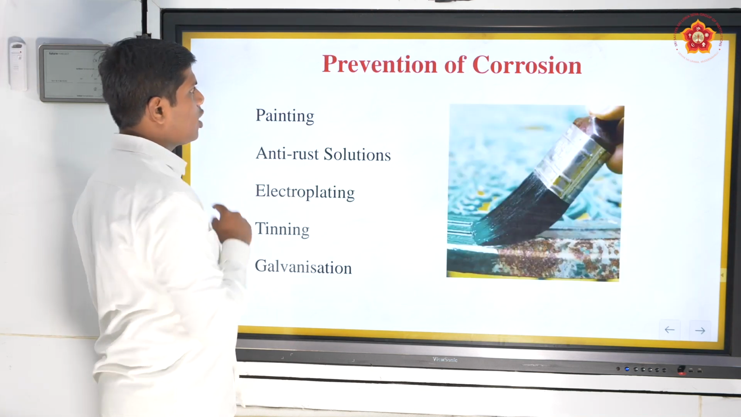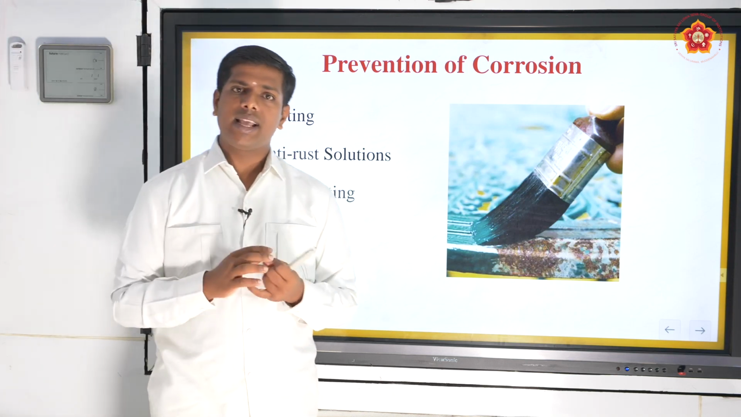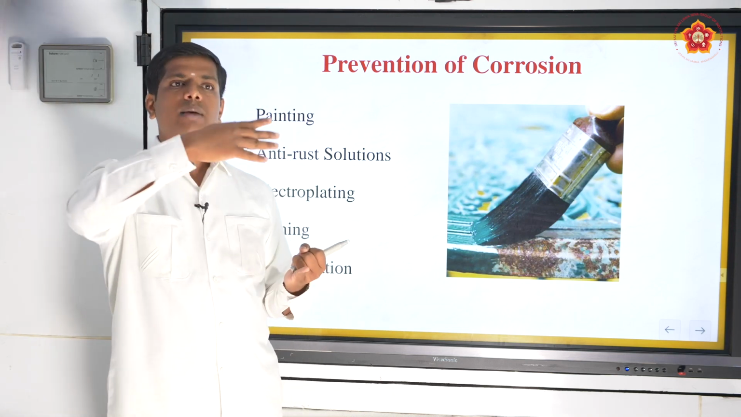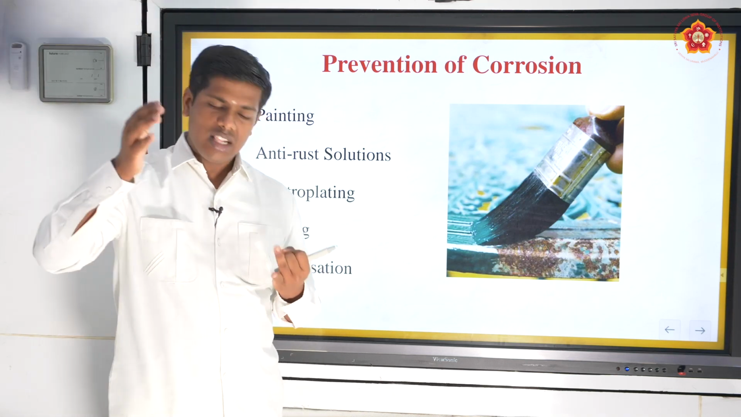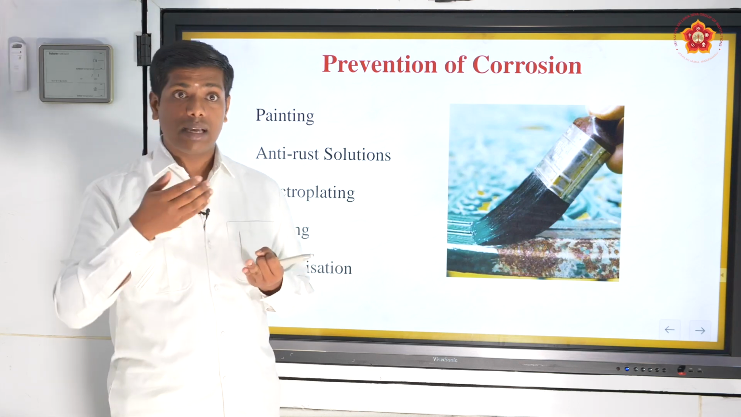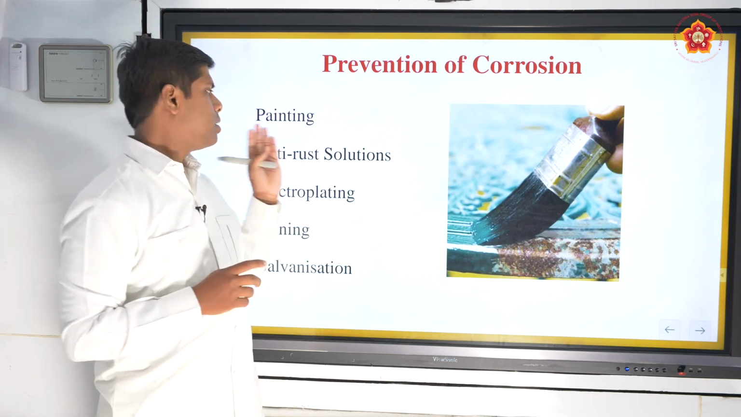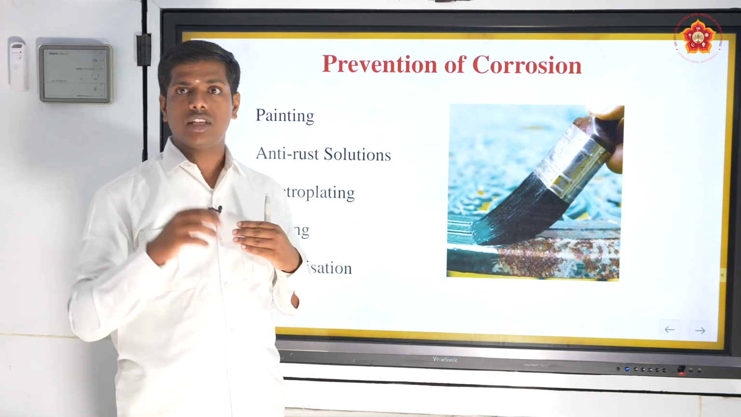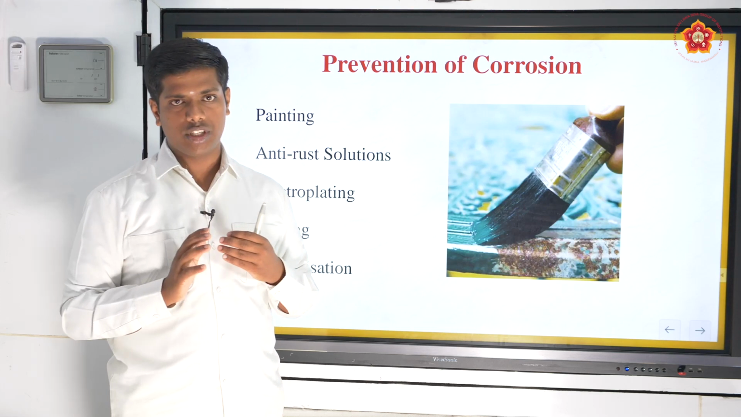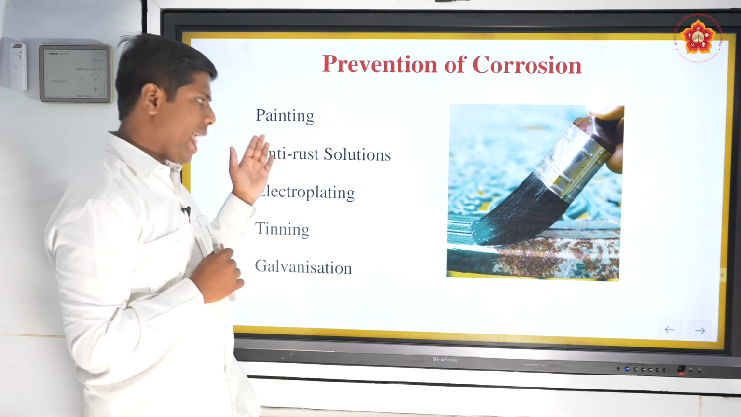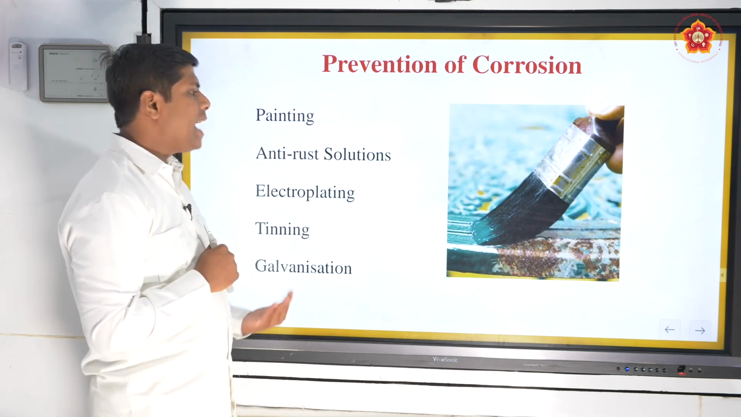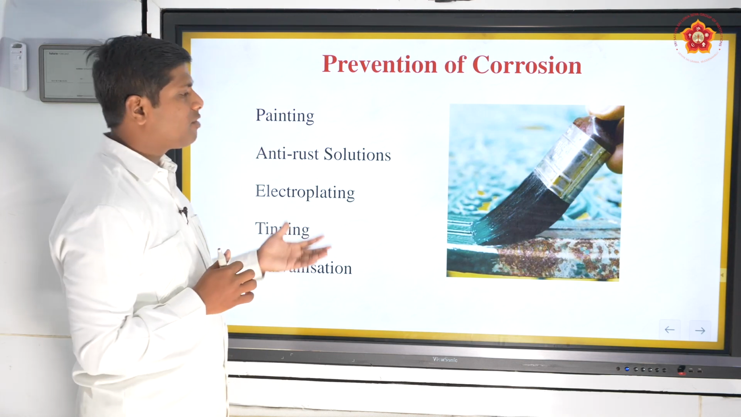How to prevent this corrosion? Simple techniques. Usually we paint iron articles, or we smear some grease or some oil, or some anti-rust solution. Anti-rust solution is that solution which prevents corrosion. Also electroplating, tinning, and galvanization. These are some of the processes.